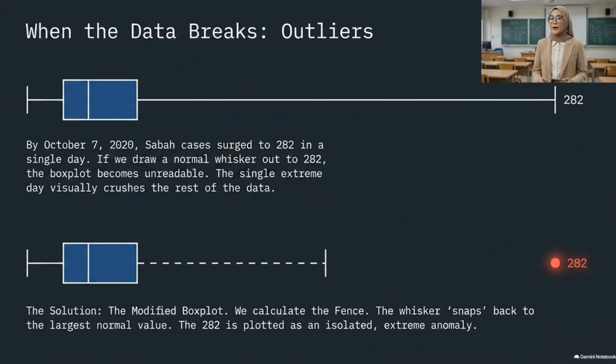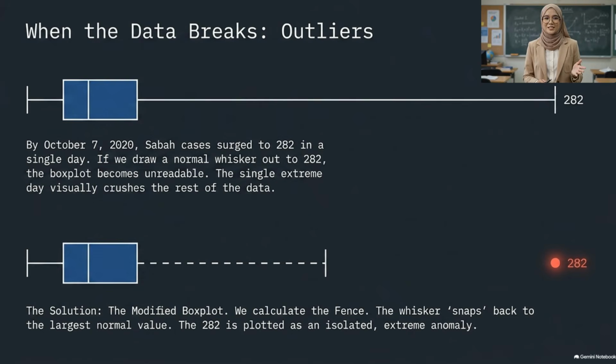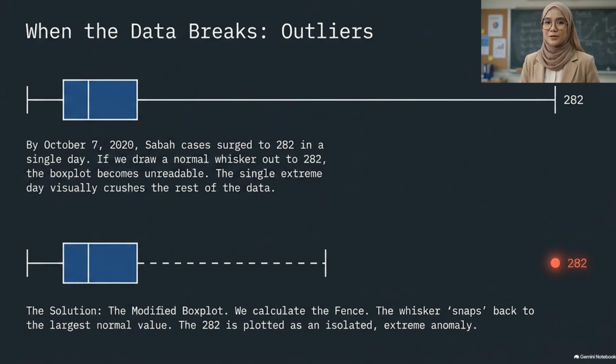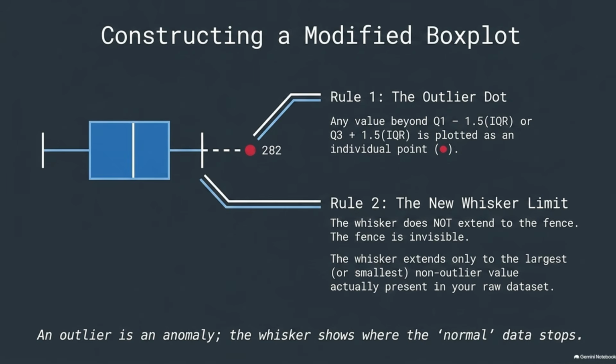Okay, now, let's go back to our COVID-19 cases data. By October 7, 2020, Sabah cases surged to 282 cases in a single day. So if we draw a normal whisker out to 282, the box plot becomes unreadable, as you can see here. Alright class, remember to practice these steps with different datasets. Visual evidence, while powerful, should always be supported by your calculated statistics.